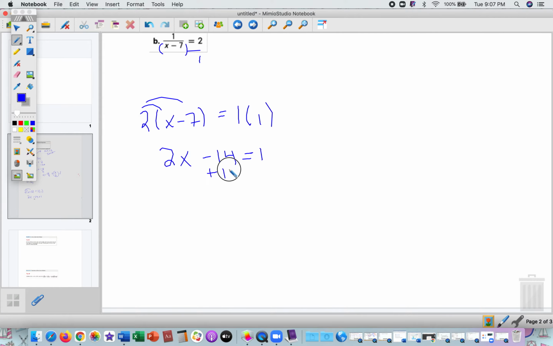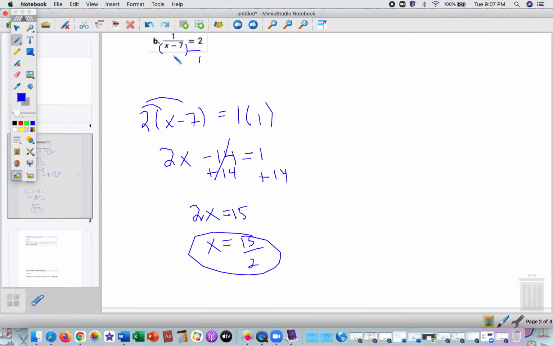We'll add 14 to both sides. So we have 2x equals 15. If we divide both sides by 2, we have x is 15 over 2. And that's our solution. If we set the denominator with x equal to 0, we'd have x minus 7 equals 0. And if we solve for x, we'd get 7. So we would not be allowed to have that value.